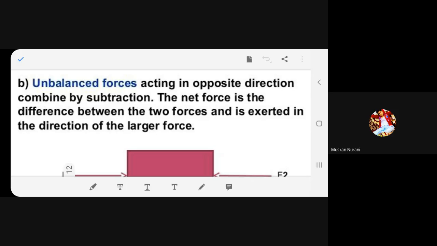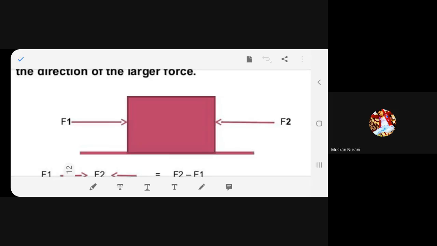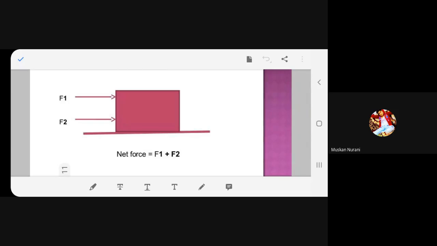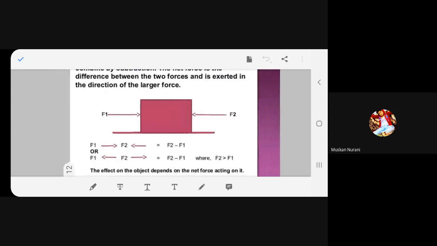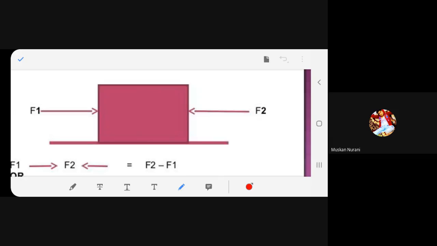Agree? Once one force is greater than the other, it is an unbalanced force. But here in this case, it is applied in the opposite direction. In the earlier case, what have we studied? Same direction. Here we are studying that it is the opposite direction. So F1 here, F2 here. Remember, F1 is not equal to F2. This you have to remember. One is more than the other.